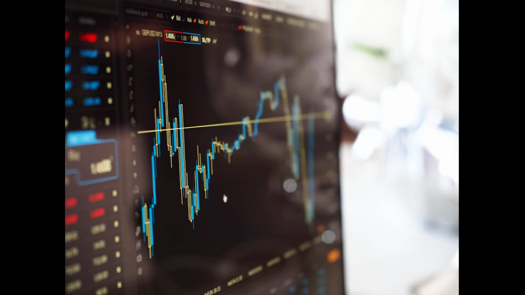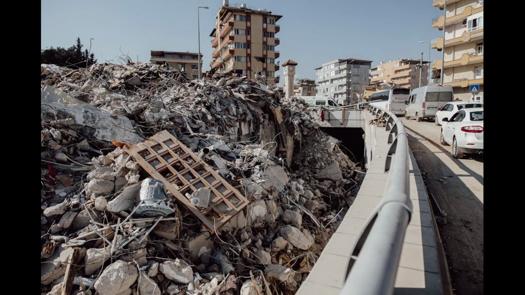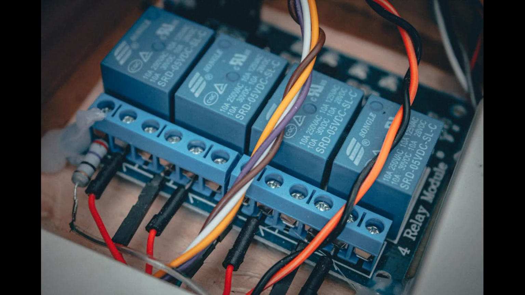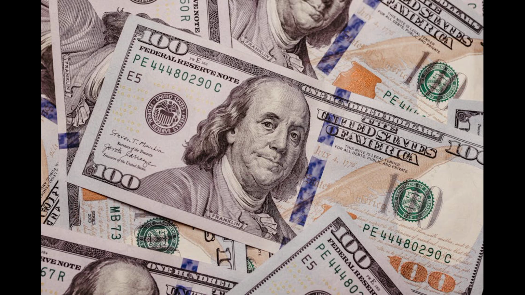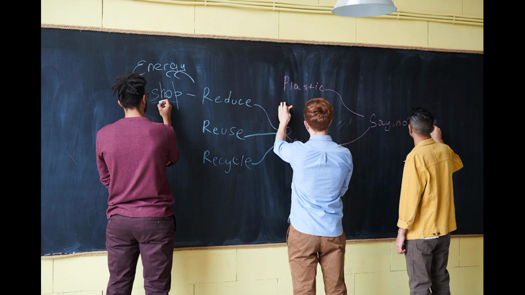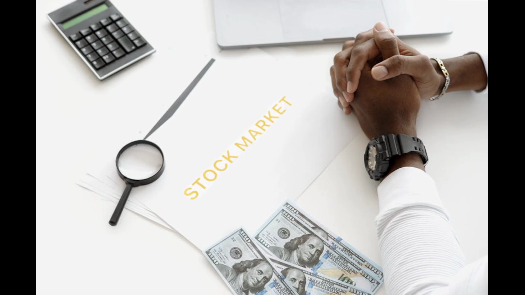So, what exactly is risk management? At its heart, it's about identifying, assessing, and prioritizing risks. But here's where it gets interesting. In the banking sector, these risks can come from various sources. We've got credit risk, market risk, operational risk, and just when you thought it couldn't get more exciting, we've got liquidity risk too.